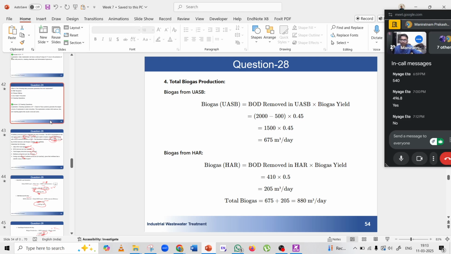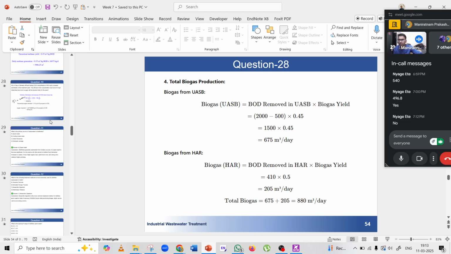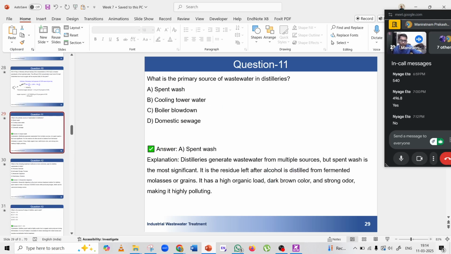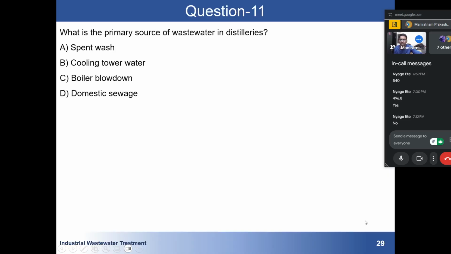Okay, I hope these things are clear to you. So I have several questions. Try to not see the answer. Which is the primary source of wastewater in a distillery? These are very simple questions, and I have lots of them. So answer quickly.